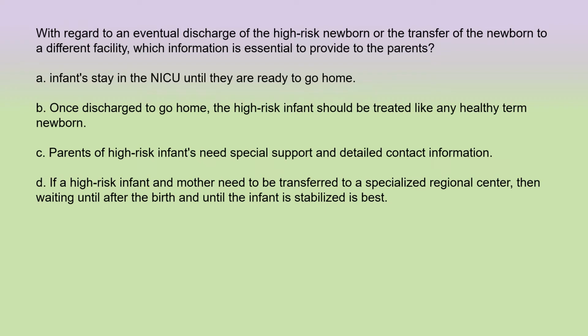With regard to an eventual discharge of the high-risk newborn or the transfer of the newborn to a different facility, which information is essential to provide to the parents? A. Infants stay in the NICU until they are ready to go home. B. Once discharged to go home, the high-risk infant should be treated like any healthy term newborn. C. Parents of high-risk infants need special support and detailed contact information. D. If a high-risk infant and mother need to be transferred to a specialized regional center, then waiting until after the birth and until the infant is stabilized is best.